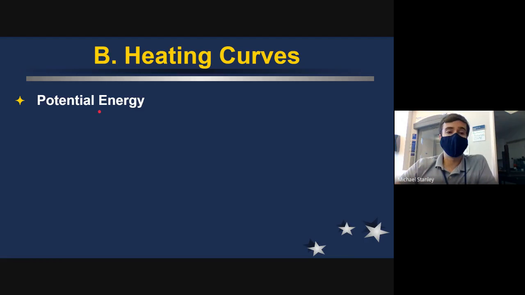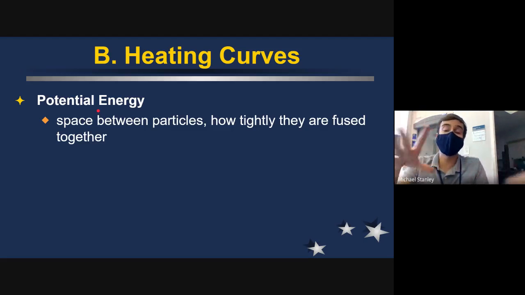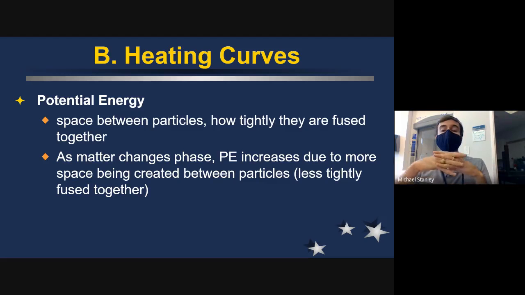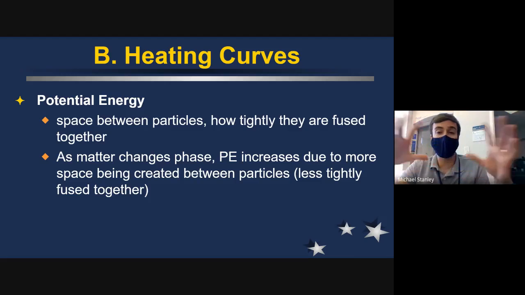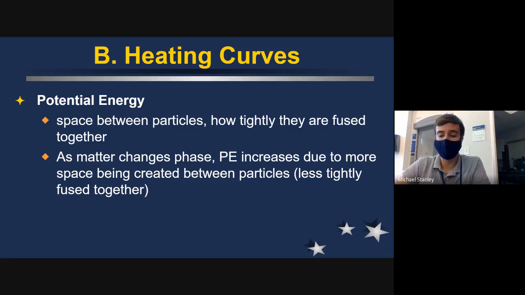Potential energy also relates to our particles, but instead of being how fast they move, potential energy is related to how close they are together, how tightly packed they are. So the more spread out you are, the more space you have, the more potential energy you have. As space goes up, potential energy goes up too. So the potential energy, our particle spacing, changes when the matter changes phase. When we're going through things like melting or boiling or freezing or condensing, we're going from close together particles to more spread out, or from spread out particles to getting closer together.